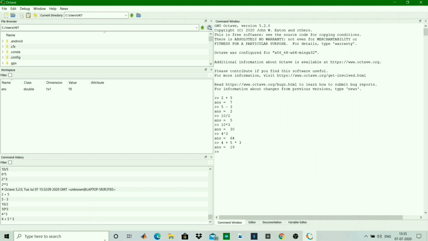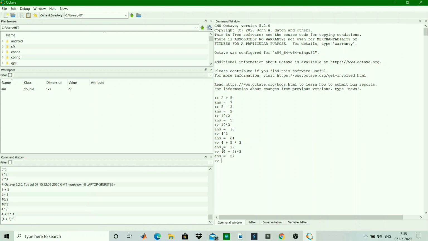Now, if we slightly change the expression to (4 plus 5) into 3, on hitting enter, you see that you get 27 as your answer. Why is there a difference between these two? It's because of the presence of parentheses.